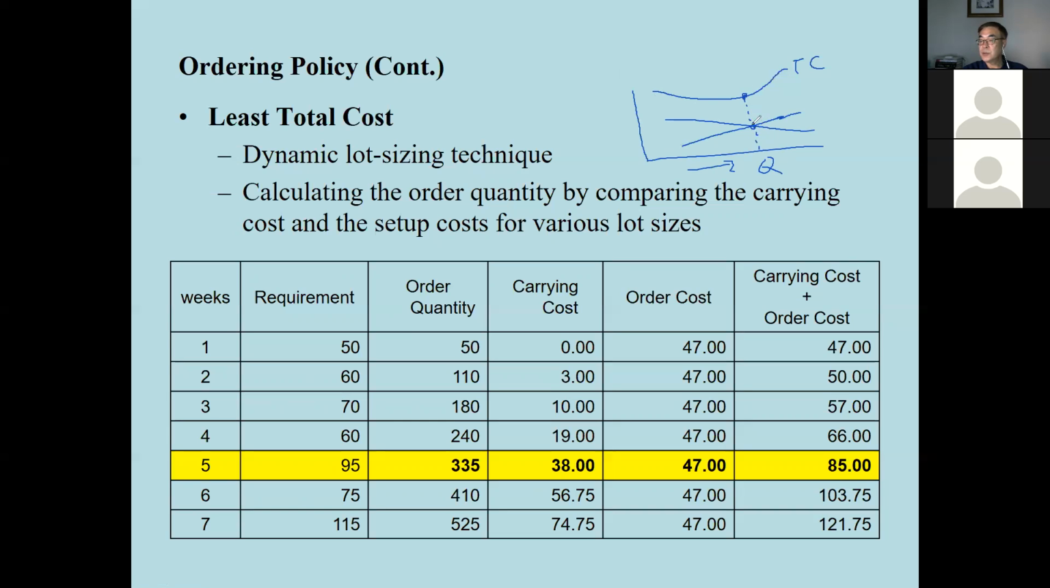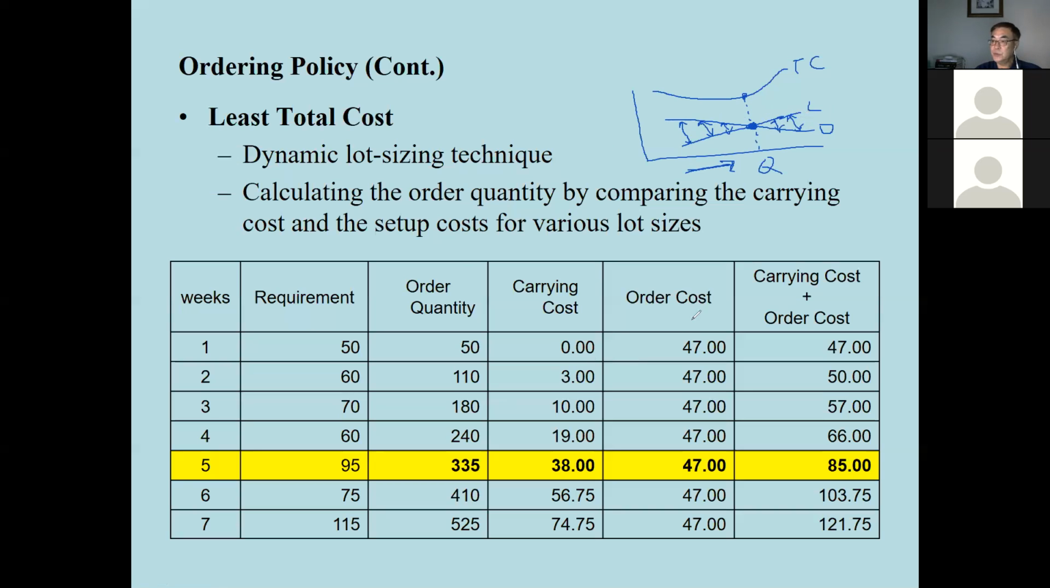On this point, the carrying cost, and this one is the order cost, are the same. So as we increase order quantity, the difference between carrying cost and ordering cost decreases. And then, past this point, it increases again.